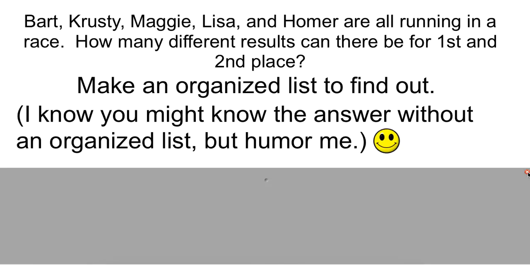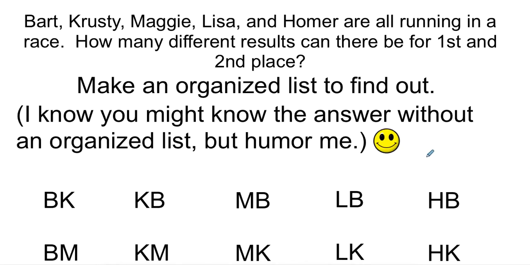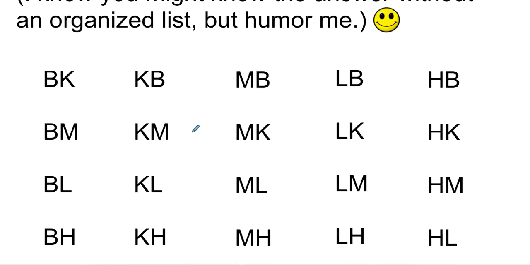All right, so welcome back. This is the list that I came up with. And if you notice the way I organized it, I took Bart and had him finishing first for all of these what are technically called permutations, and we'll talk about that in a minute. But Bart finished first, and then I just paired Bart up with Krusty, Maggie, Lisa, and Homer. And then I said, okay, well, the next column, what if Krusty finishes first? And I paired him up with all the 4 others, and so on, continuing with Maggie, Lisa, and Homer in the same fashion. So I was able to come up with 20 ways. If you didn't get 20, it might help to organize your list this way, and then you can see all 20 options that we have.